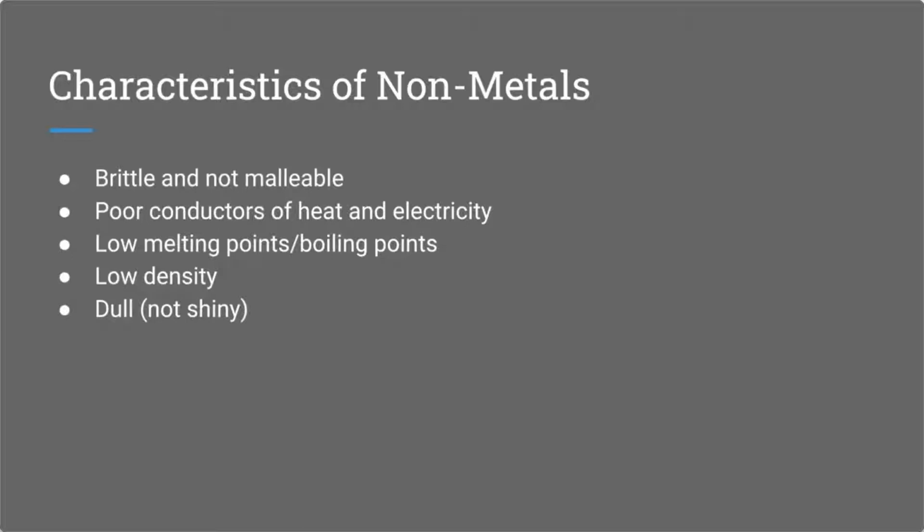They have low melting points, low boiling points. They have low density. So if you were to throw a nonmetal into a bathtub full of water, that nonmetal would most likely float because it has a very low density. And finally, it's dull. So nonmetals are very dull. That means not shiny.